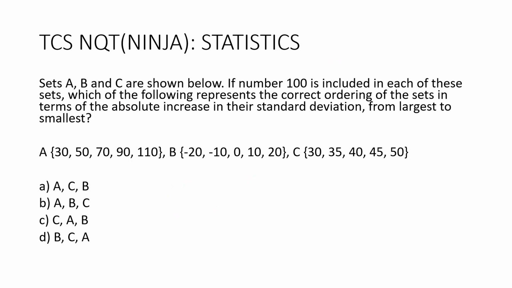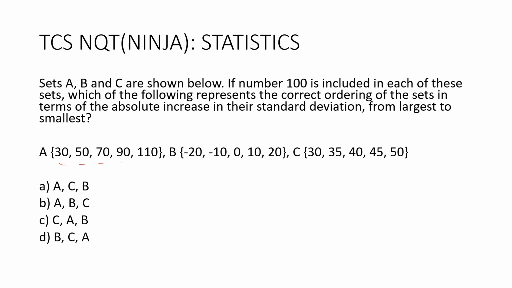Okay, look at this question. It says sets A, B, C are shown below. If the number 100 is included in each of these sets, which of the following represents the correct ordering of the sets in terms of absolute increase in their standard deviation from largest to smallest? Please read the questions correctly. You want to mention in which set there is more increase compared to what it was before if you added 100.